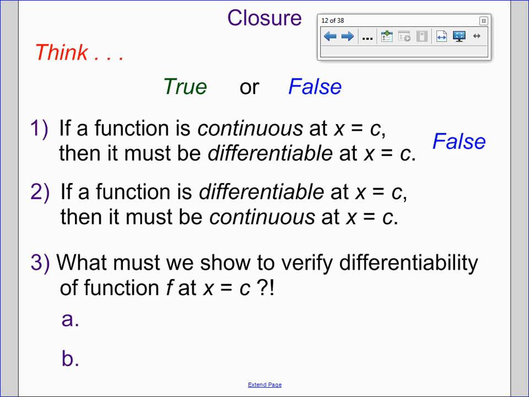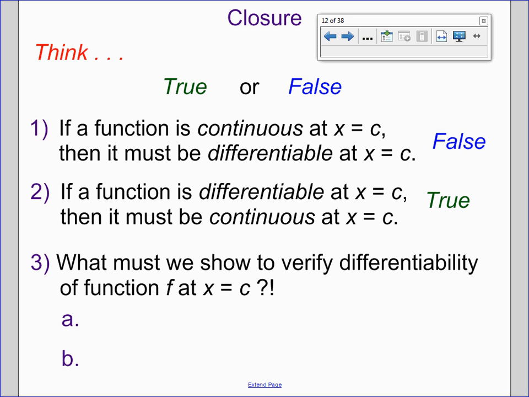Number 2, if a function is differentiable at x equals c, then it must be continuous at x equals c. So what do you have for that? Jake? True. Raise your hand if you had true for the second one. Yes, that's right. This will be a quick and easy way to prove continuity. If we can show that a derivative value exists for a function at a point, then it has to be continuous, and so that'll be the quickest way to prove continuity.